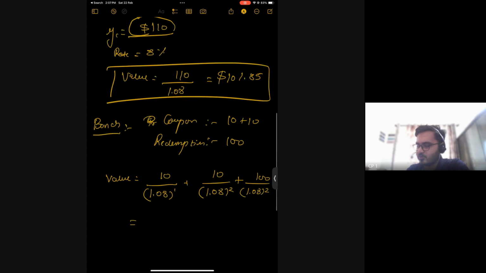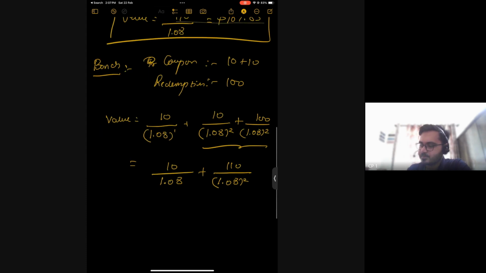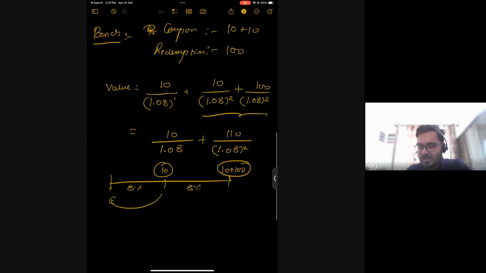So in simple terms, I don't have to write this twice. I can just say it is 10 divided by 1.08 plus 110 divided by 1.08 whole square. Because if I just look at the cash flow patterns, I'm getting 10 here and I'm getting 10 plus 100 here. And the interest rate is 8% and the interest rate is 8%. So I have to pull this back one time, which is 10 by 1.08.